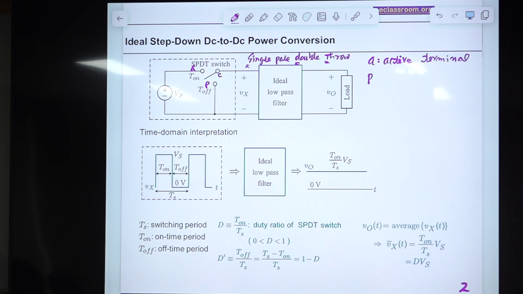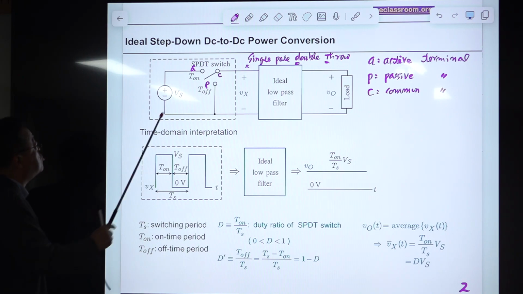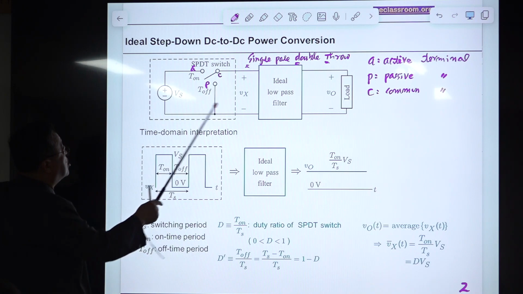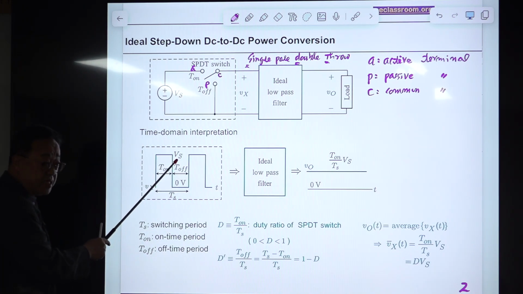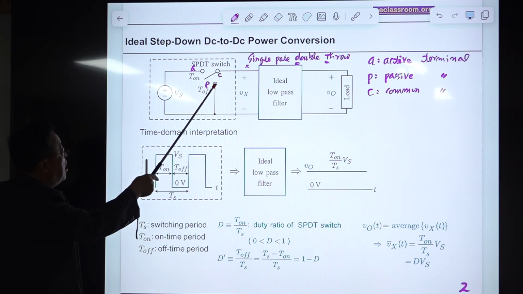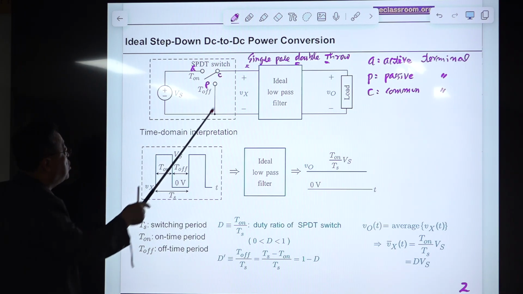And P is passive terminal. Okay, C is common terminal. Right? So this is connected. Suppose this is connected to A, then voltage Vx, output of this will be this one, Vs. Right? If this switch is connected to the P terminal, the voltage here is shorted, is 0.